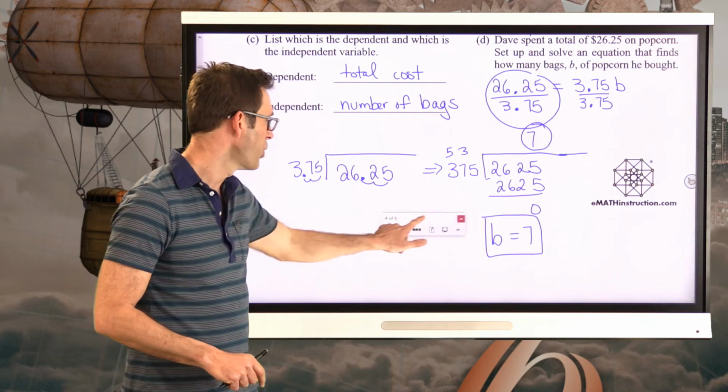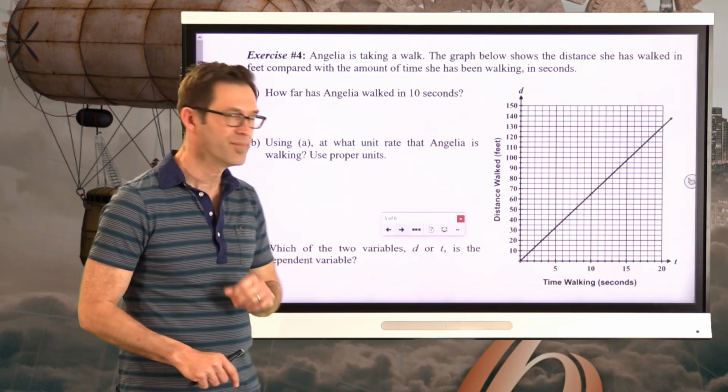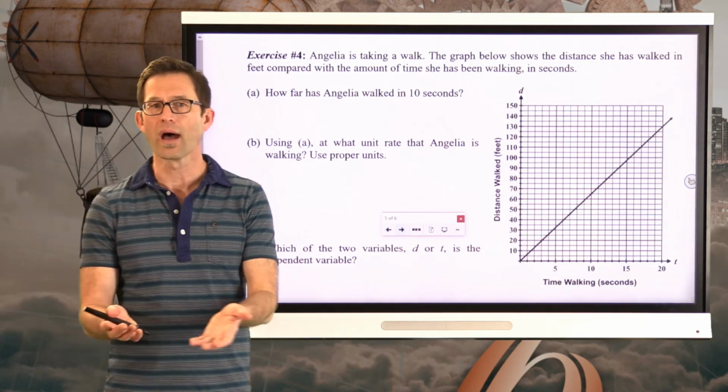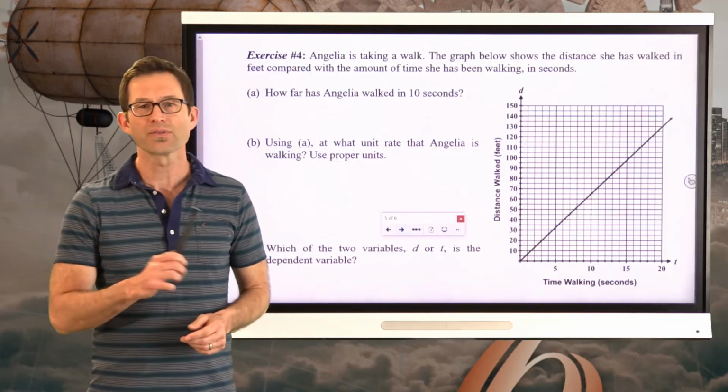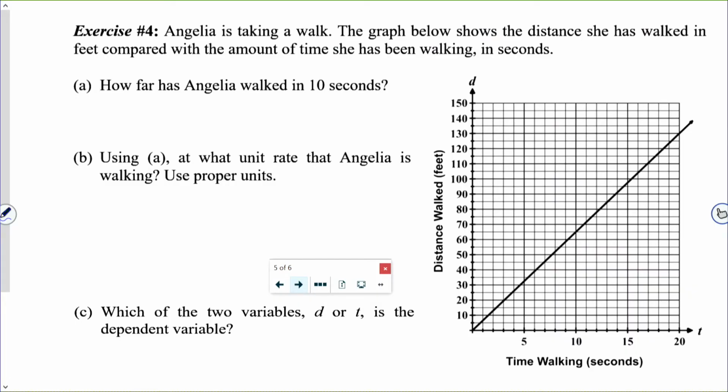All right, let's take a look at one last problem. Here we go. We've got to have a graph, right? You've got to have a graph. So exercise number 4. Angelia is taking a walk. The graph shown below shows the distance she has walked in feet compared with the amount of time she has been walking in seconds. How far has Angelina walked in 10 seconds?